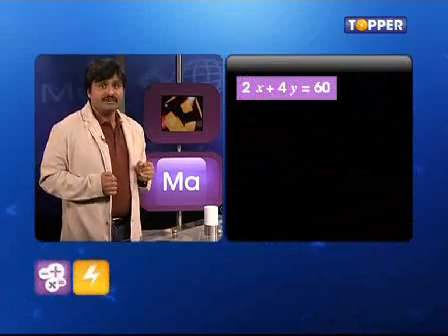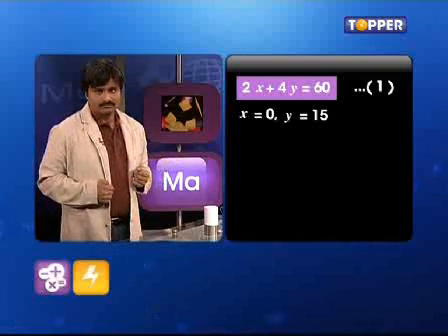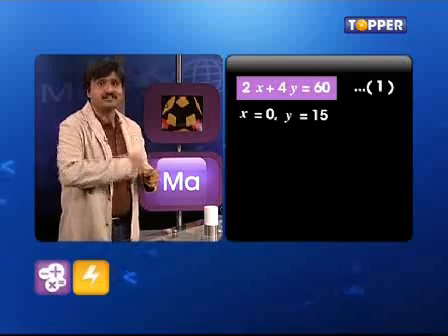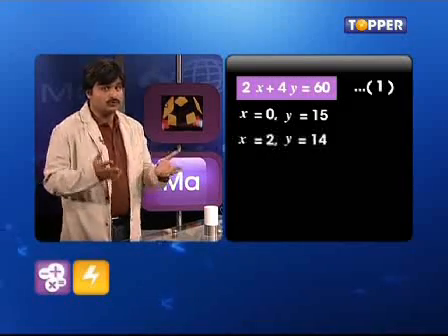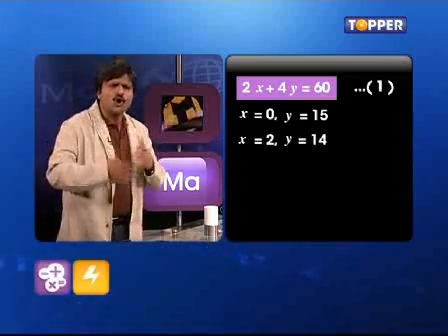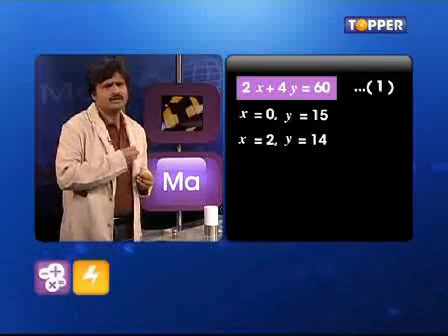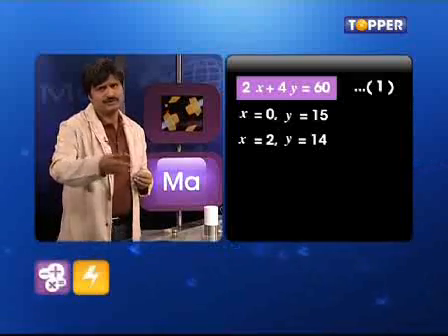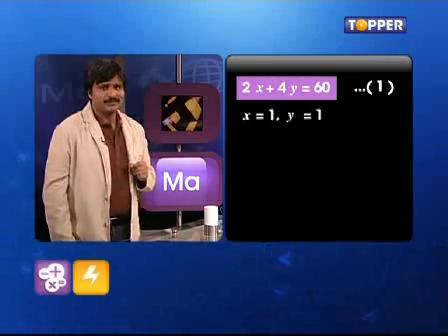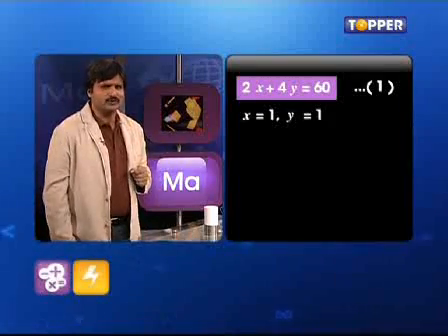For example, I think it's important that I take an example here. Let's say if x equals 0, then what happens? Y will come out to be 15. And if x equals 2, y will come out to be 14. So you can go on and on and on and put n number of values and get different values for y.